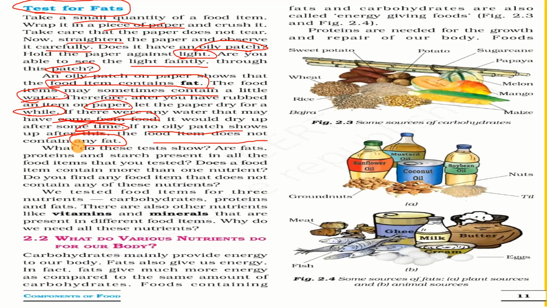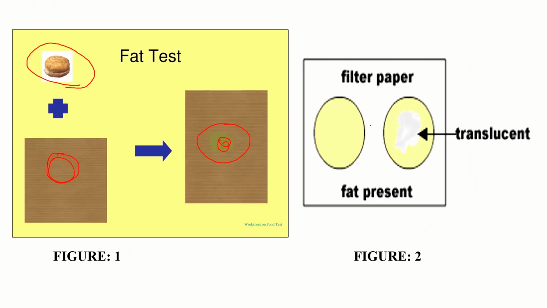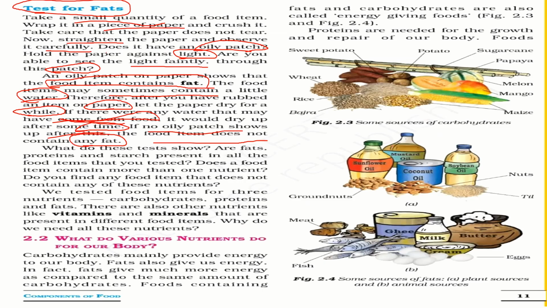If you wrap it in the paper and the food contains fat, then it will be oily like this. If the food is not oily, then the patch will be clear, and it only contains water. How do we write water? As you all know from chemistry, H2O is the molecular formula for water. So if it is like this, not clear, then it consists of fat. We say the food contains fat.